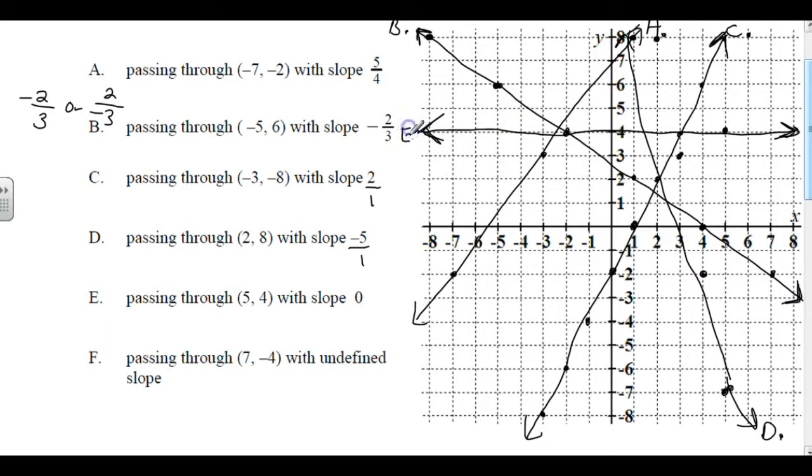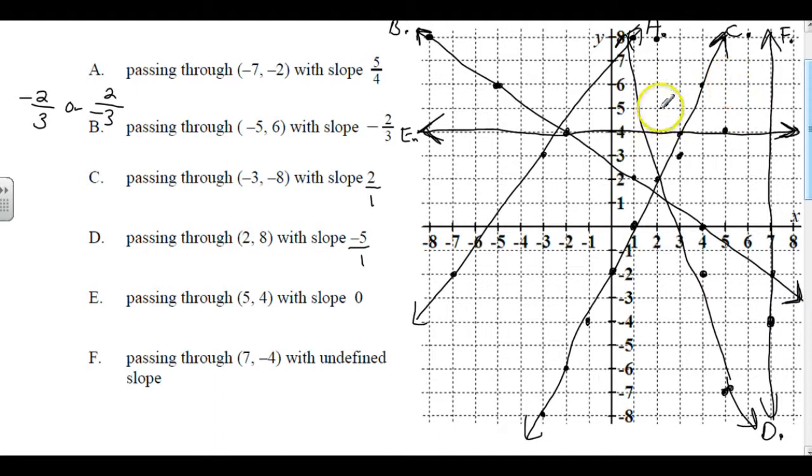And label E. And lastly, passing through (7, -4) with an undefined slope. Undefined slope tells us this is a vertical line. So we draw a vertical line and label it where we can, and that is F.